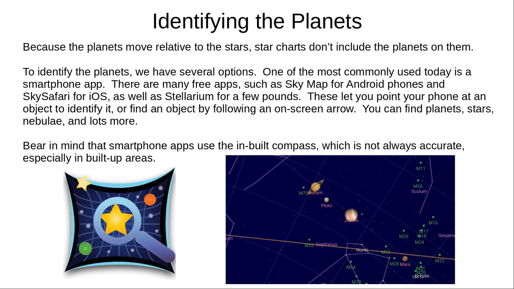You can point your phone at the sky, and the app will tell you what you're looking at. Or, if you want to find something, you can type its name and follow an on-screen arrow. This works for stars, planets, nebulae, galaxies, and often more. These apps use your phone's compass, and bear in mind that inbuilt compasses aren't always reliable, especially in built-up areas with lots of electromagnetic devices such as Wi-Fi.